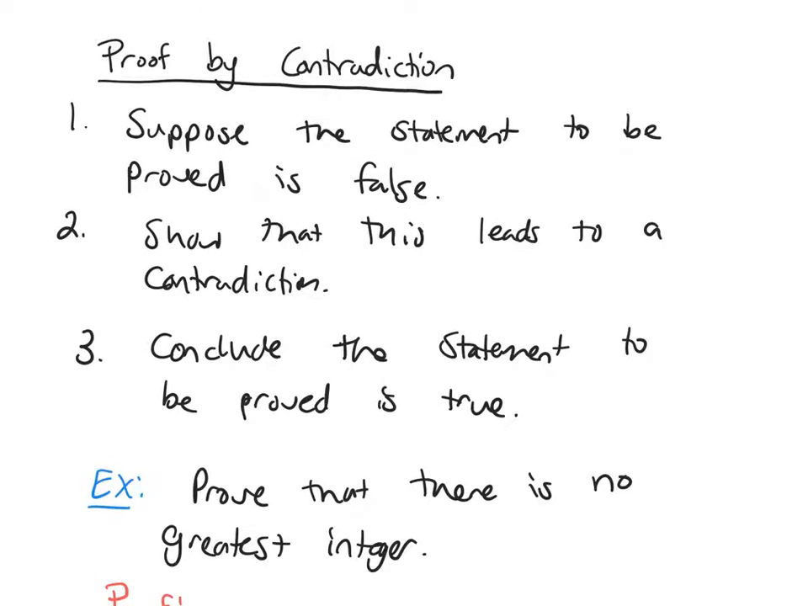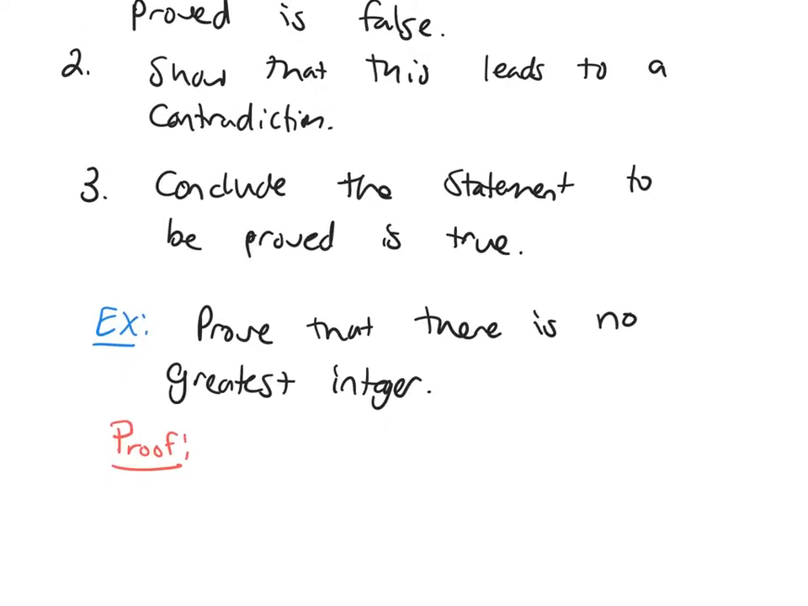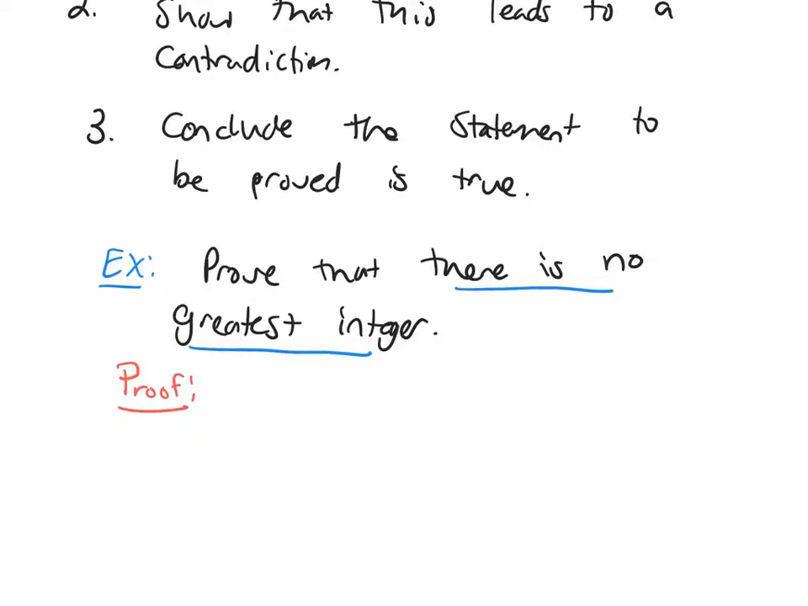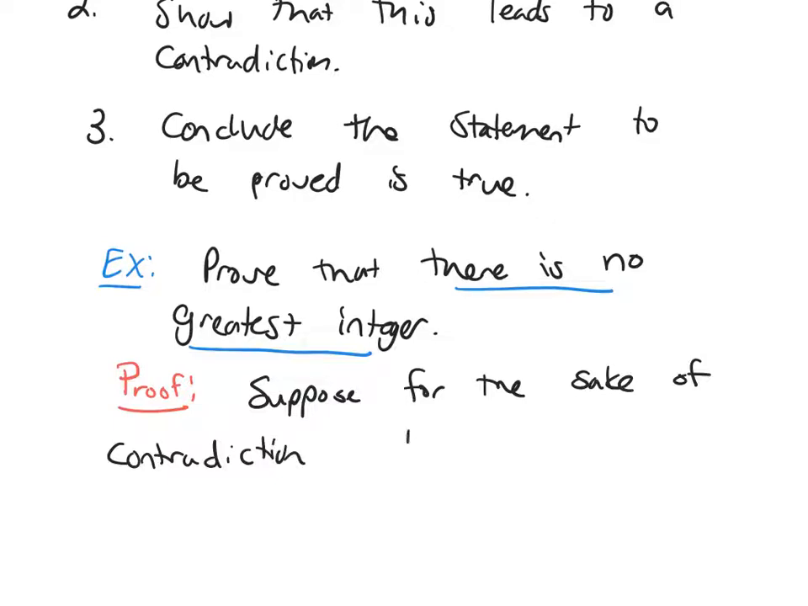Suppose that the statement to be proved is false. So you're going to assume that this statement here is false. So if it's false, there must be a greatest integer. When we usually do proofs by contradiction, we start off by saying, suppose, for the sake of contradiction, there is a greatest integer. And let's give it a name. Let's call it capital N.